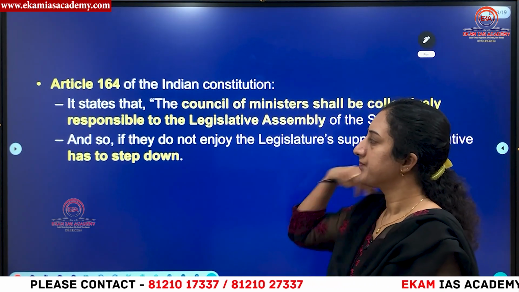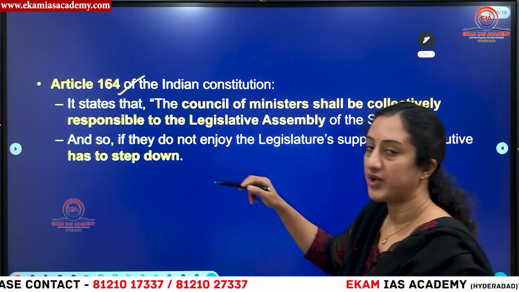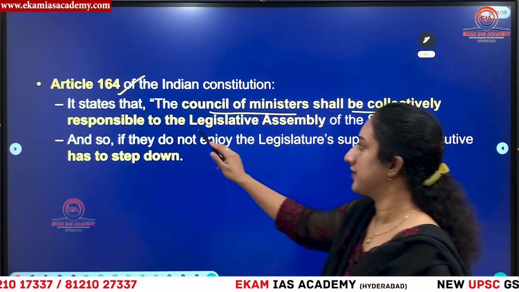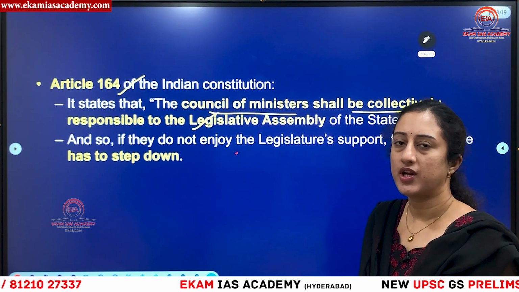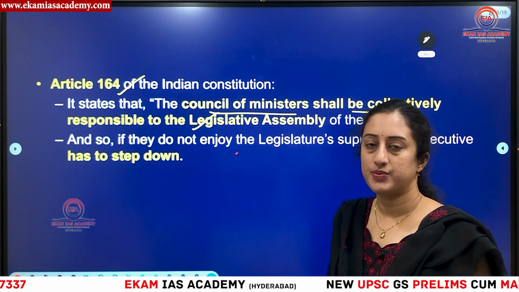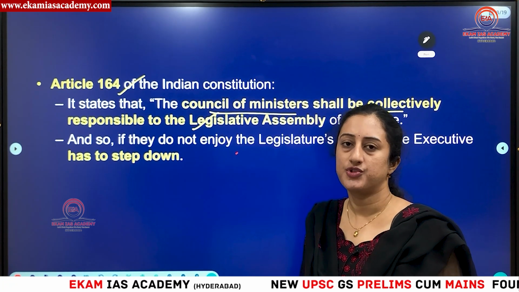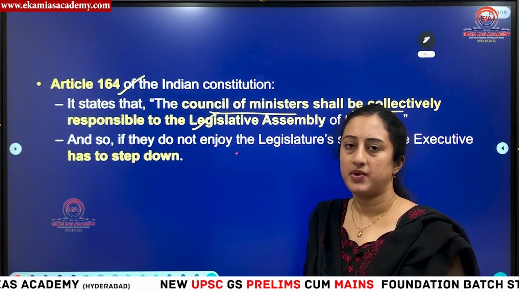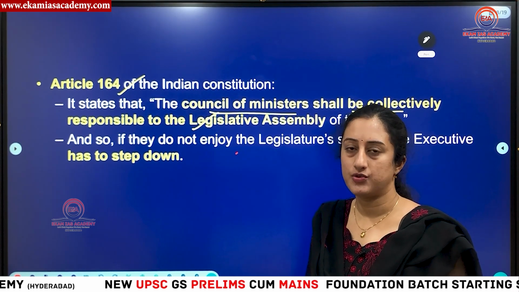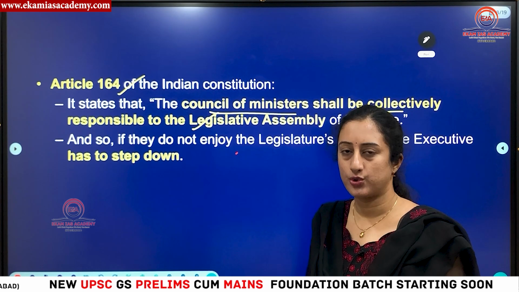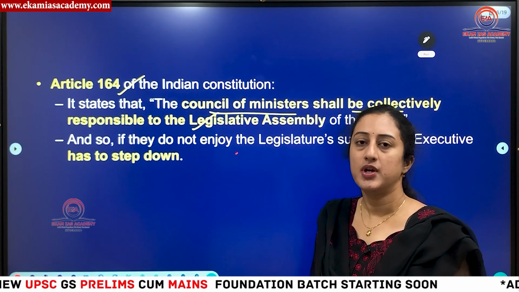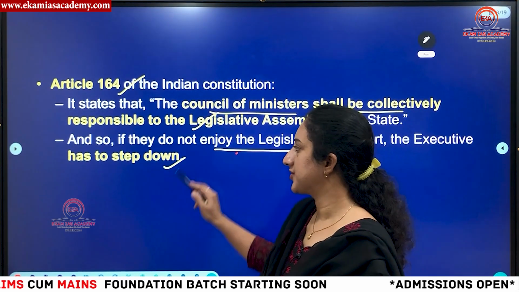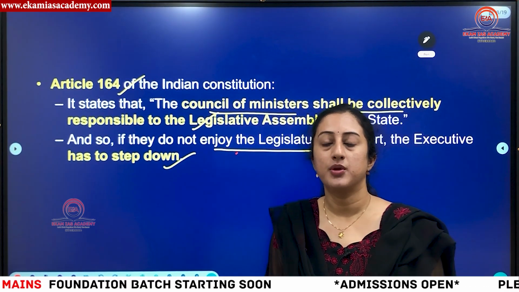Next, Article 164 of the Indian Constitution suggests that the Council of Ministers shall be collectively responsible to the Legislative Assembly, and individually responsible to the Governor at the state level. Similarly, at the union level, all the Council of Ministers have to be collectively responsible to the Lok Sabha and individually responsible to the President of India. If they don't enjoy legislative support, they have to step down, in case the government couldn't prove its majority.